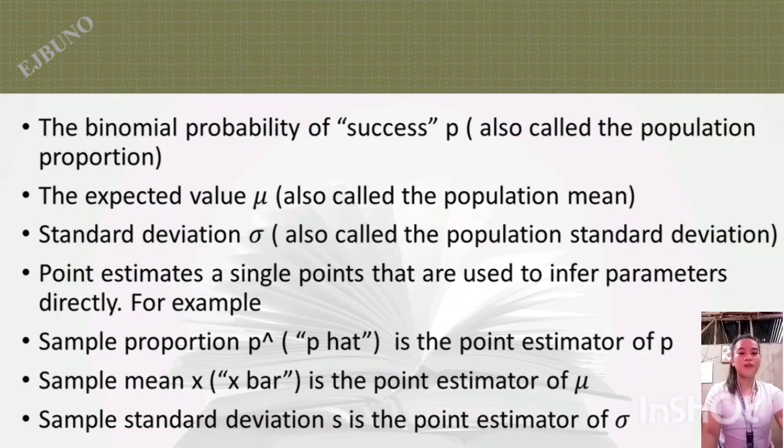The binomial probability of success P is also called the population proportion. The expected value mu is also called the population mean.